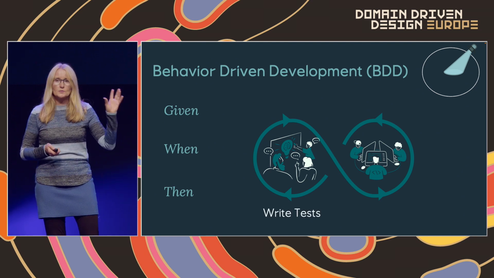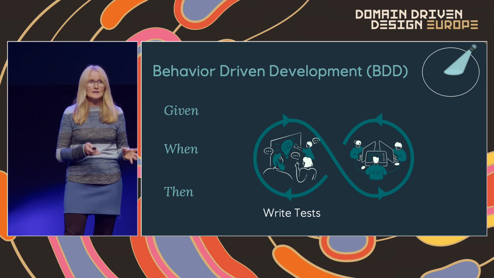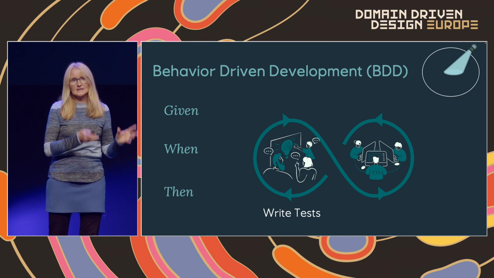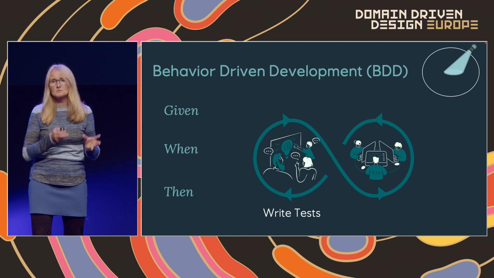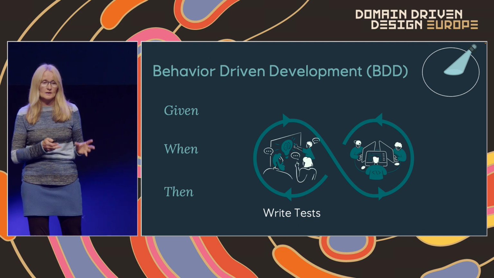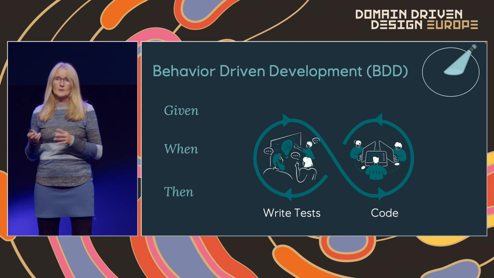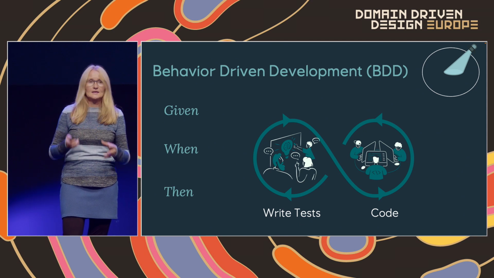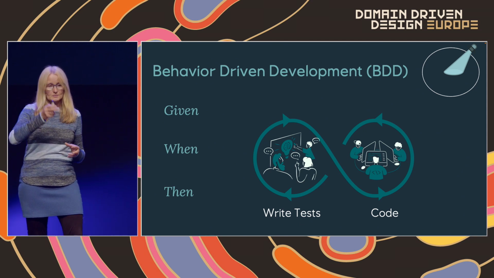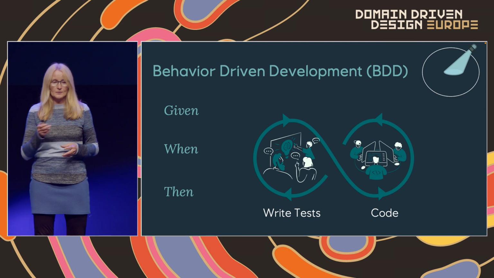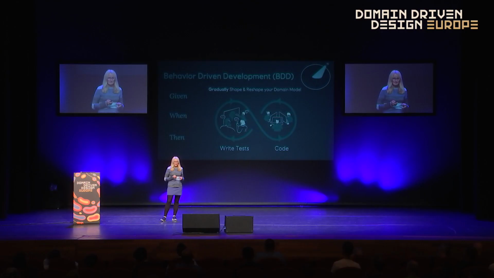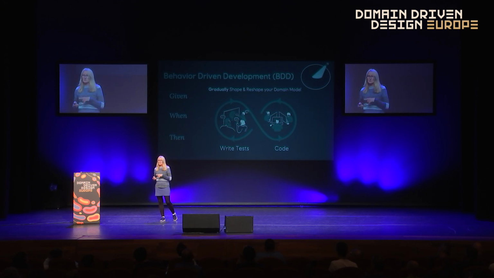But what you do is you write the test, and I really fancy, and I have seen it work in real life, to write some small tests and really start small. And then I write some code. And when you write code, of course, you get into the details. You get a lot of good feedback questions. And you go on and write more tests and more code. And then you gradually shape and reshape your domain model. And this gradual is really important.